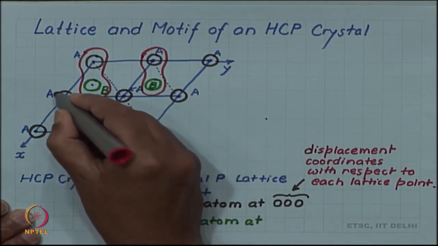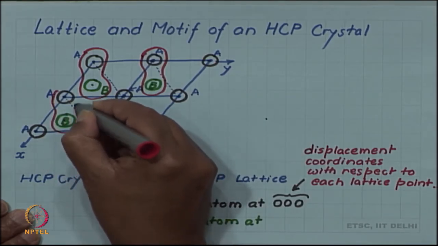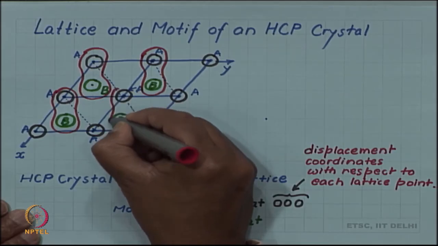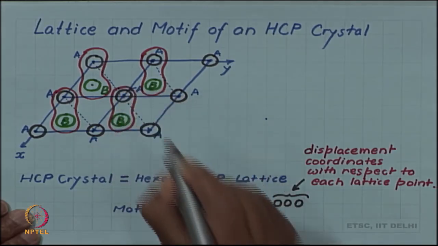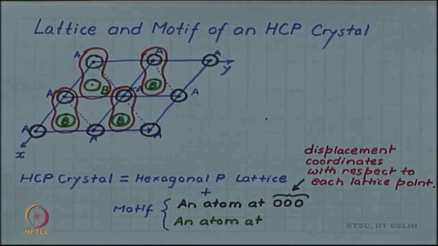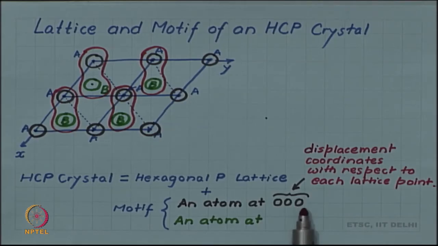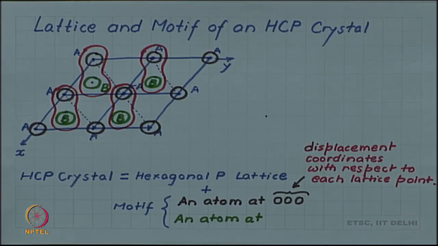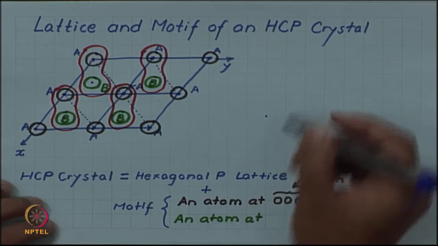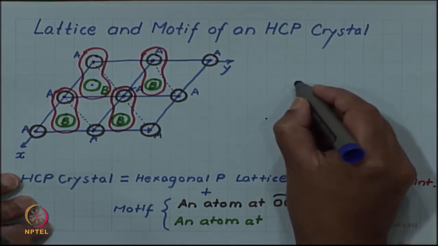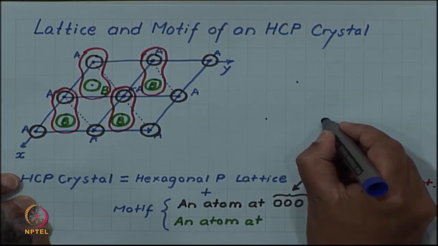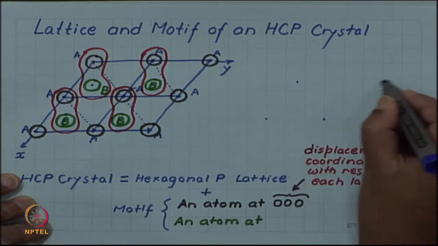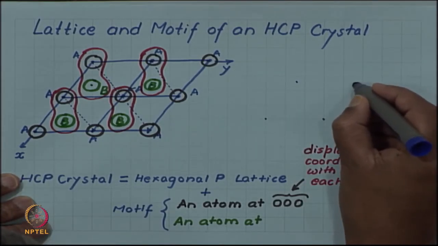So, all lattice points are now having not one atom, but a pair of atoms, and this pair of atoms is what is our motif. So, the motif description also includes both the atoms. So, one atom at the lattice point O, another atom at this displaced position, and what is that displaced position is what we now have to work out. So, I make another unit cell because there it has got very crowded.